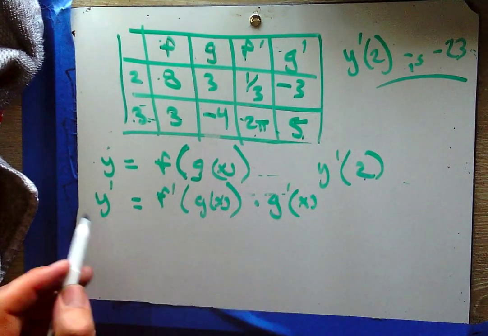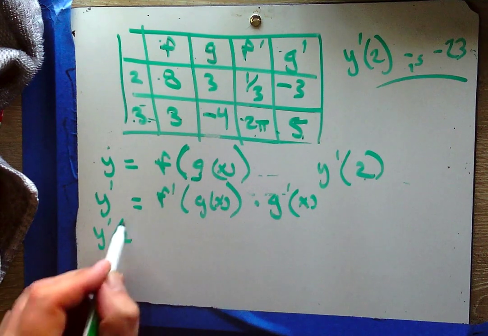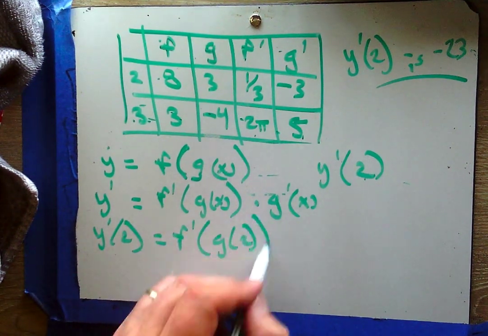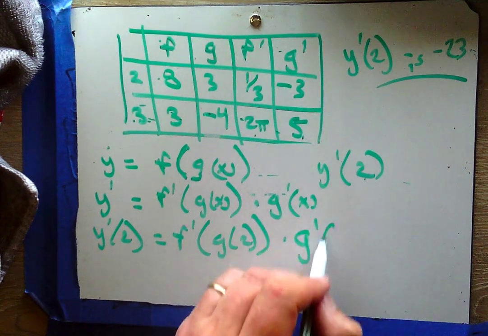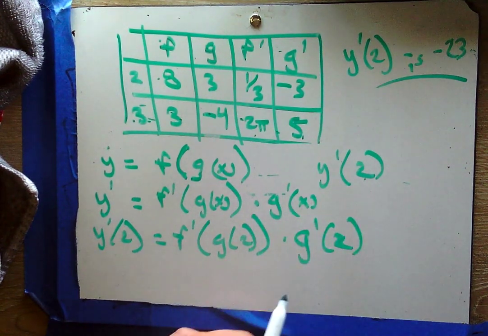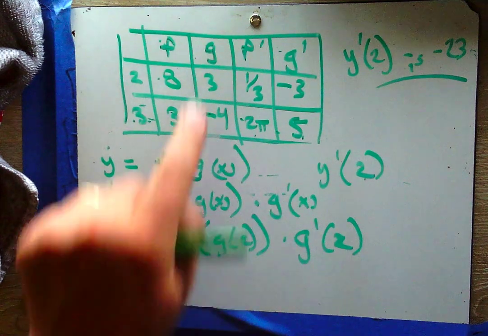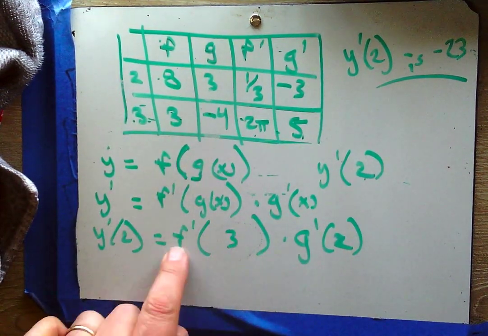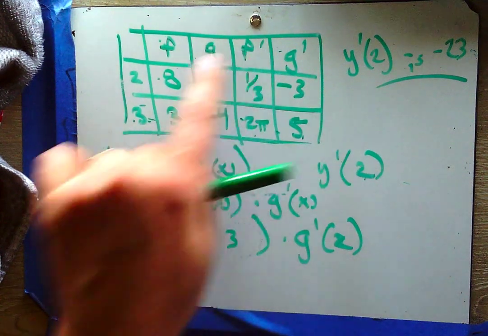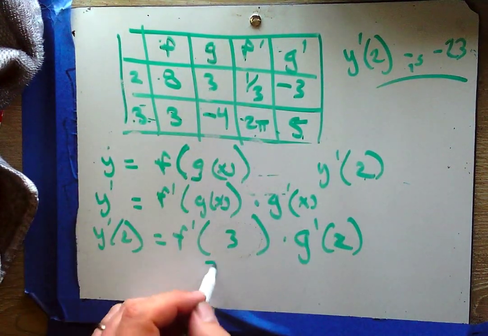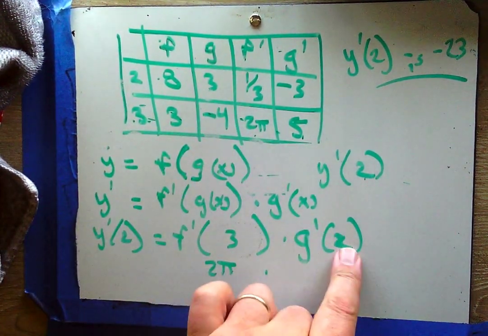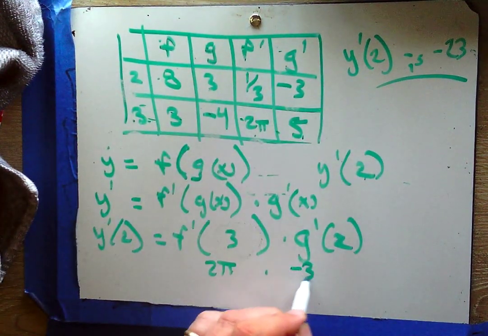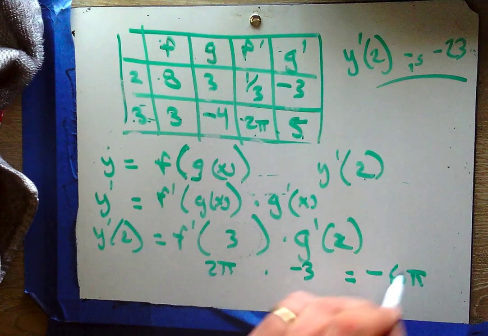We want to know y prime of 2. So that means we need f prime of g of 2 times g prime of 2. G of 2 is 3. F prime of 3 is 2 pi. G prime of 2 looks like negative 6 pi.